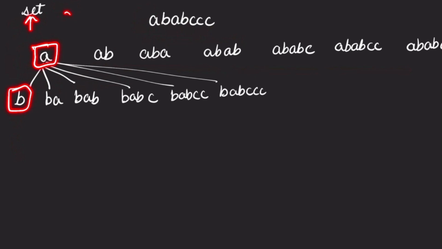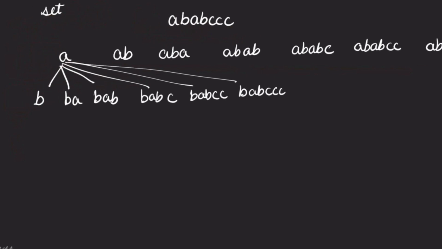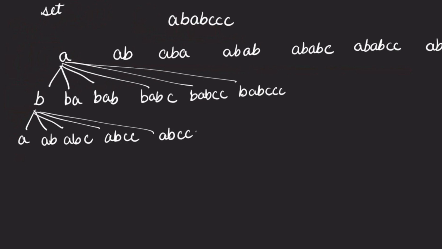So in your set, A and B would be present, right? Now when you come here, after this B, what all can we take? We can take A, we can take AB, we can take ABC, and so on, right? So let's write all of them here. We can take A, AB, ABC, ABCC, and ABCCC, right? Now at this point, A, can we consider this A?